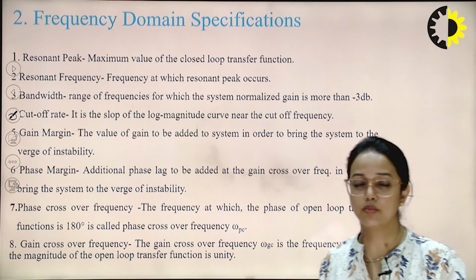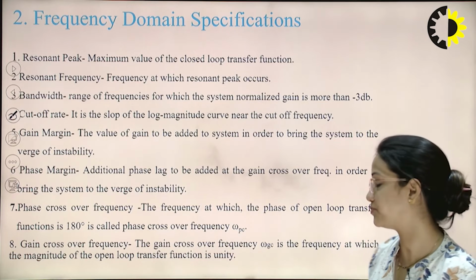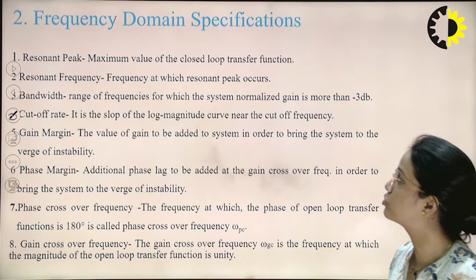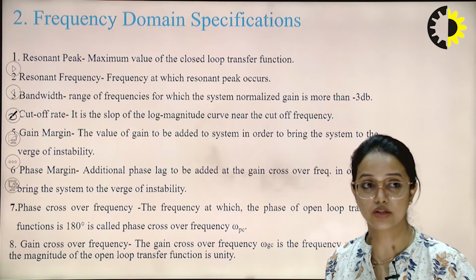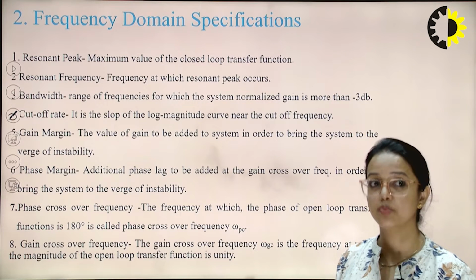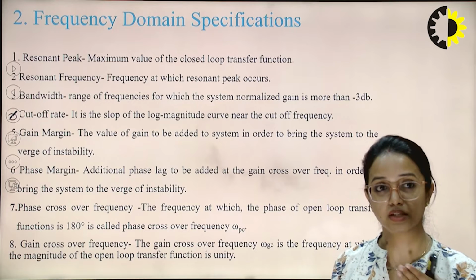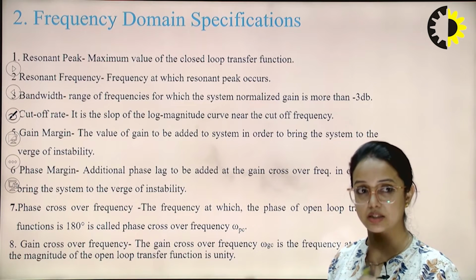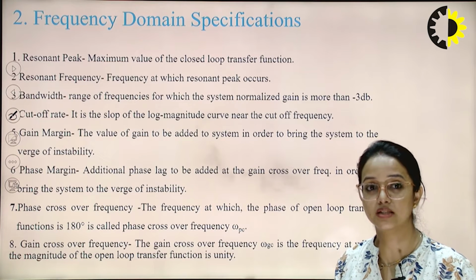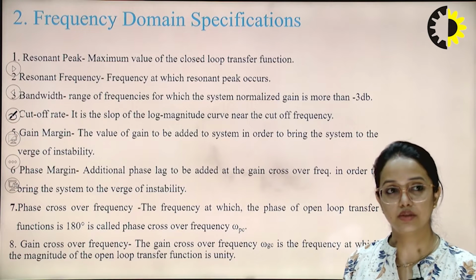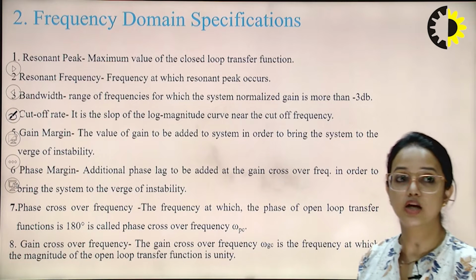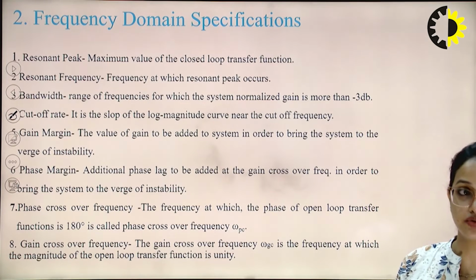Now let's talk about frequency domain specifications. First we have the resonant peak. It is the maximum value of the closed loop transfer function magnitude, and that is called the resonant peak. Resonant frequency is the frequency corresponding to this peak, that is, the frequency at which the resonant peak occurs. Bandwidth is the range of frequencies at which the system's normalized gain is more than -3 dB. Now what is the cutoff rate? It is the slope of the log magnitude curve near the cutoff frequency.